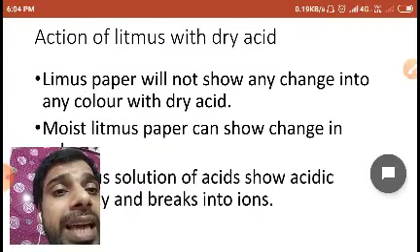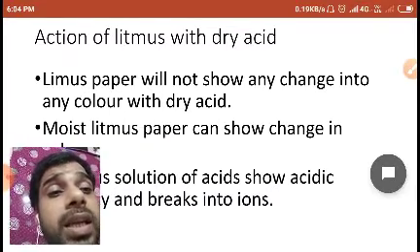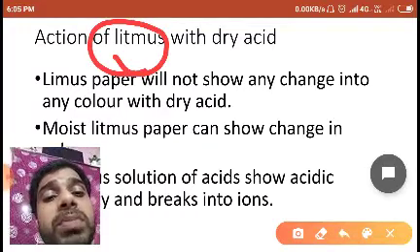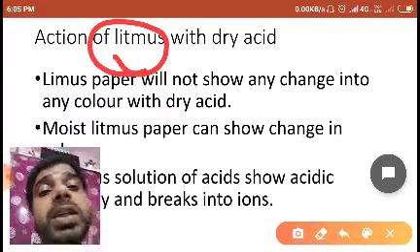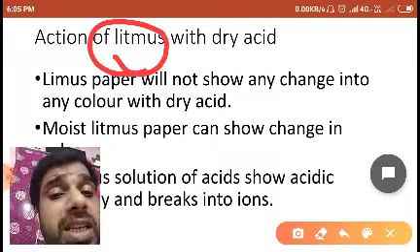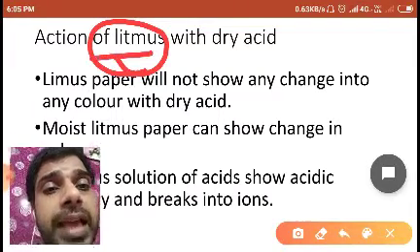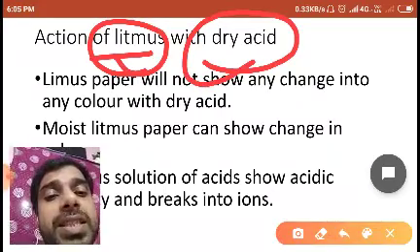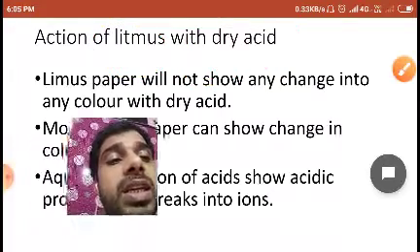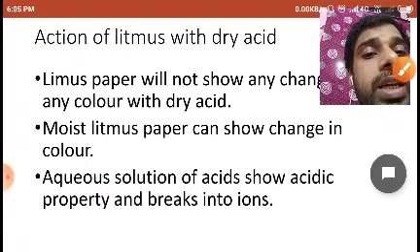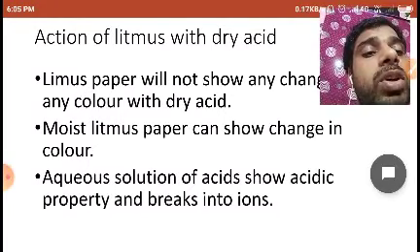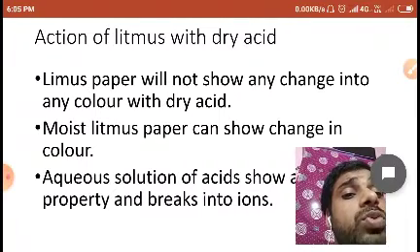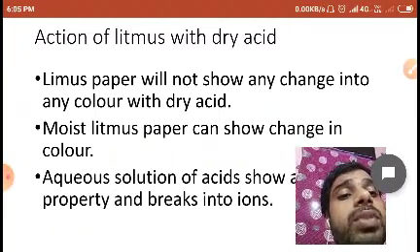So in the dry acid, whether it is blue litmus paper, red litmus paper, blue litmus solution, or red litmus solution, none will change its color in dry acids. Litmus paper will not show any change in color with dry acids.